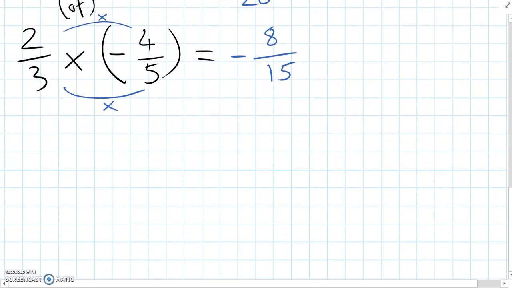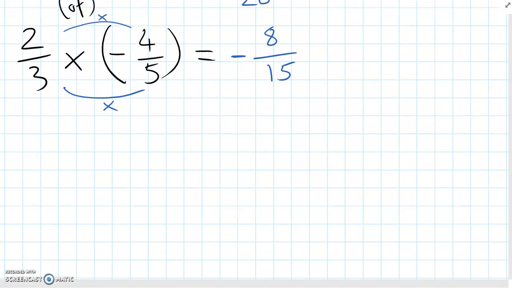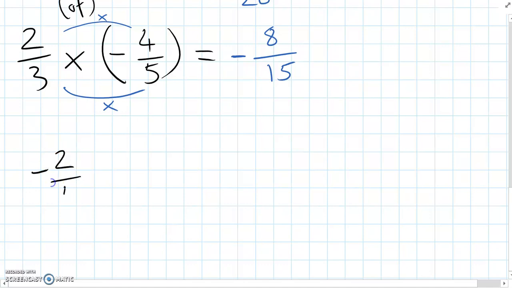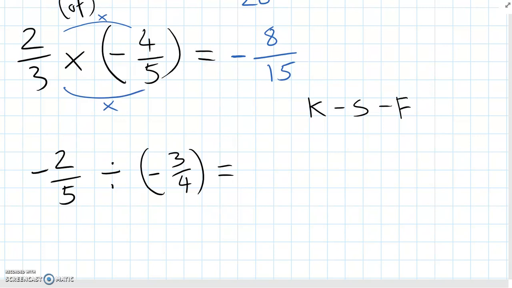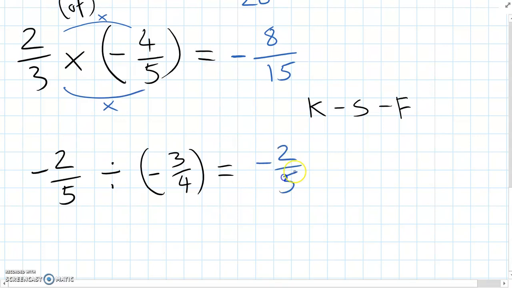And if we're dividing, we use all of our rules again. This one is negative 2/5 divided by negative 3/4. So the dividing fractions rule was keep, switch, flip. Keep, switch, flip. So we keep the first fraction, negative 2/5, switch the sign to a multiply, and flip the second fraction, negative 4/3.